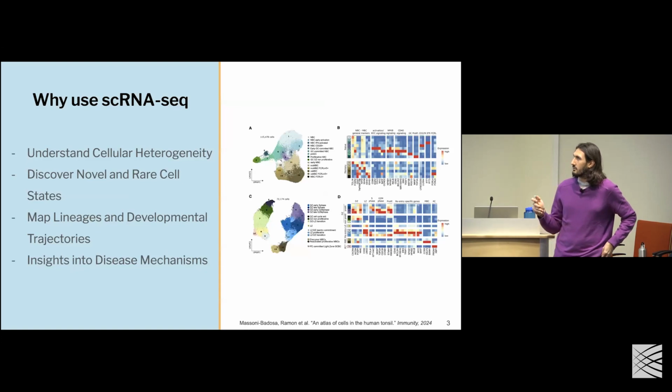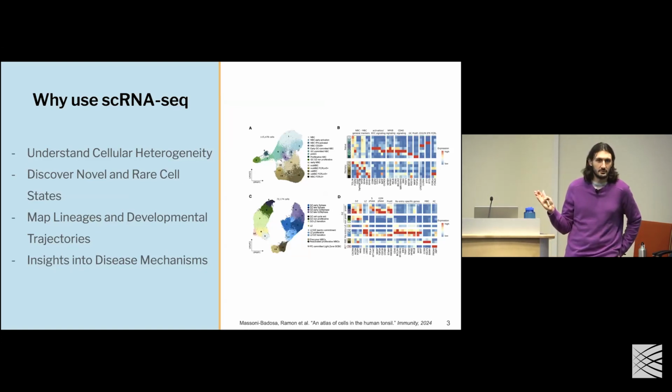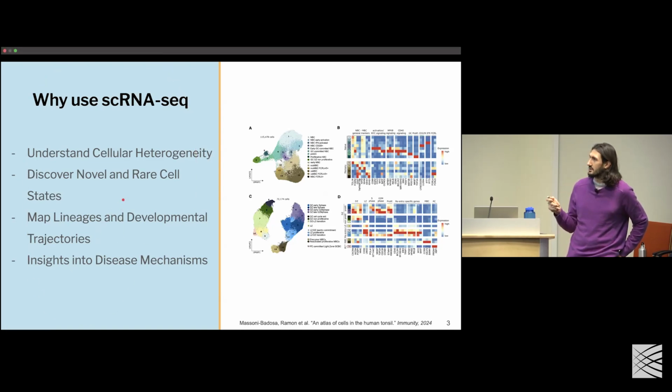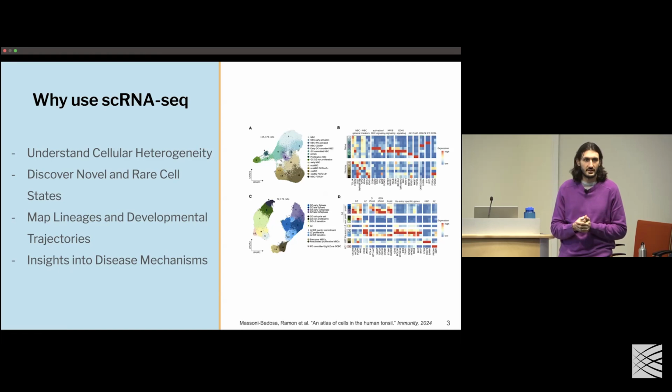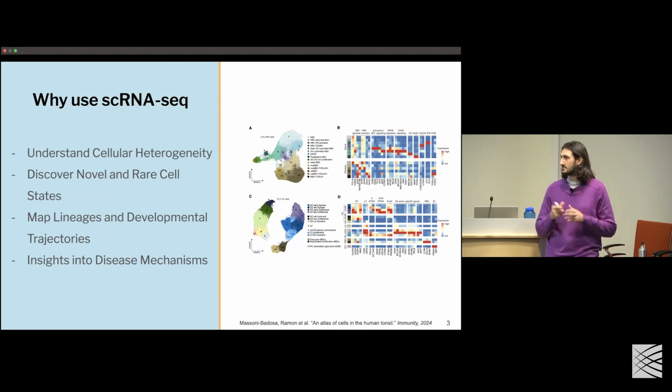But before we start, why would we ever want to use single-cell RNA-seq? I just put a few things here, but first of all, it allows us unprecedented levels of resolution. So it really allows us to understand cellular heterogeneity in an unbiased, in quotation marks, way. Since we're going very deep into this biology, it can allow us to also detect novel and rare cell states. Depending on how we design our experiment, it really helps us map lineages and development trajectories, and ultimately can lead to insights into how disease progresses and the mechanisms of it.